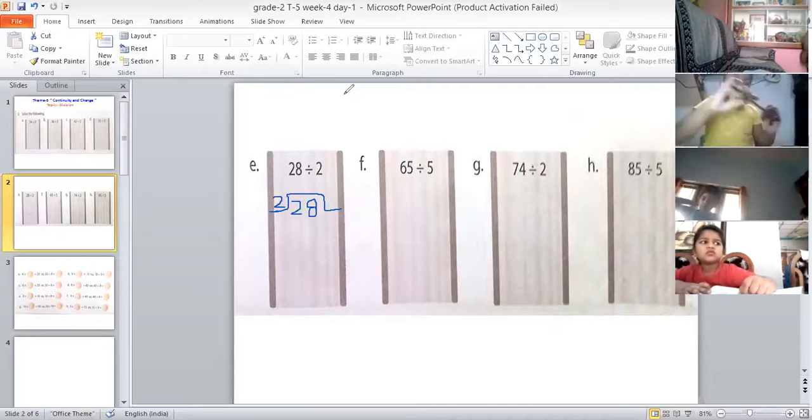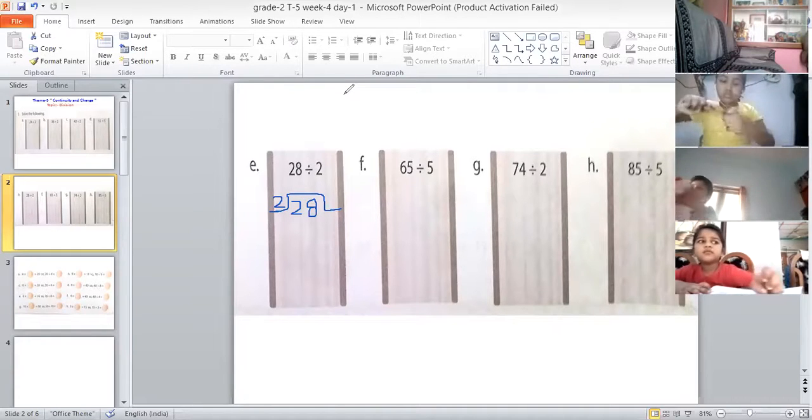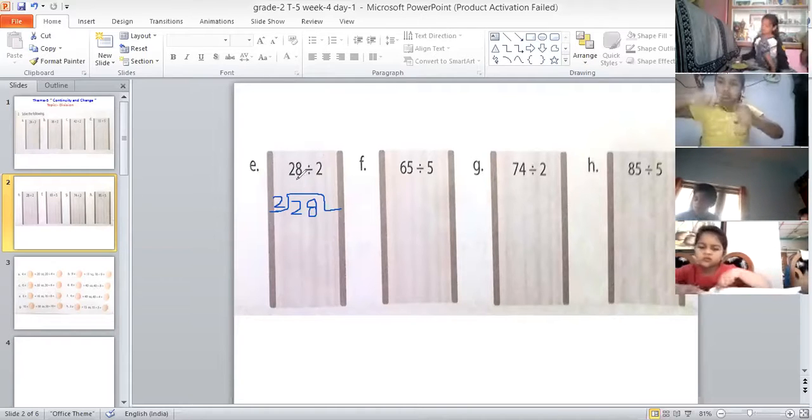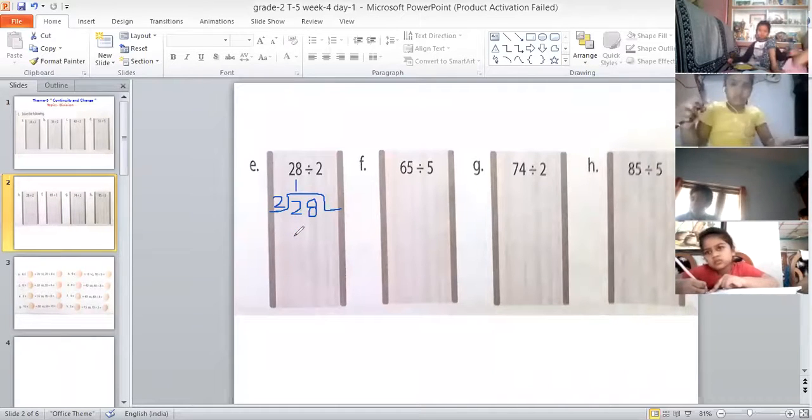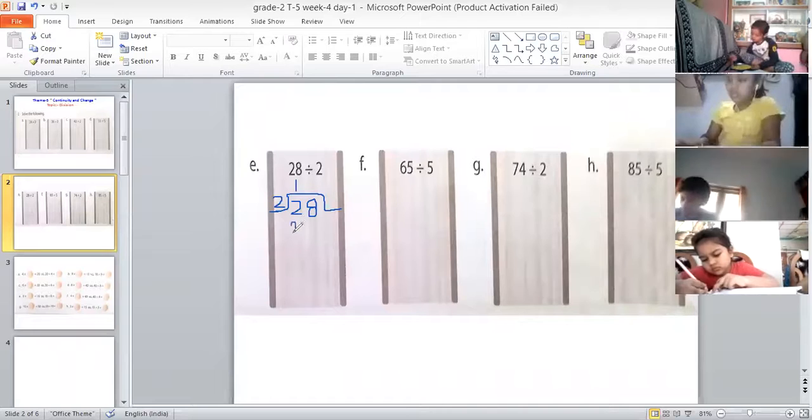Okay, Zaid, you tell me when we will get 2 in the 2 table. 2 ones are 2. Very good. So 2 ones are 2. So I'll write here 1. I'll write this 2 below this 2.